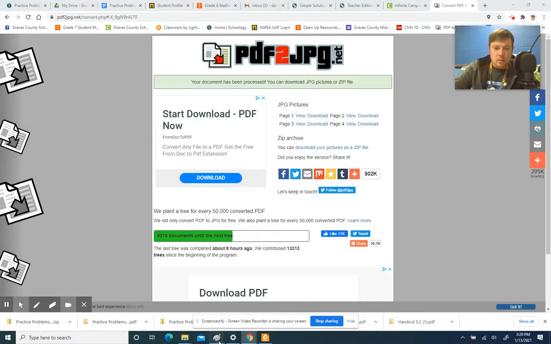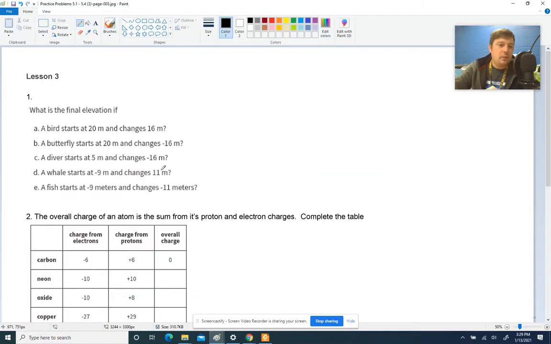Let me go to the page I'm supposed to be on. There we go, lesson 3. And we're going to knock this one out. Let's get started. What is the final elevation if a bird starts at 20 meters? And this is positive, so that's above sea level, and then changes positive 16. So this would be equivalent to just simply doing 20 plus 16, which is 36 meters. All right, let's move on to the next one.